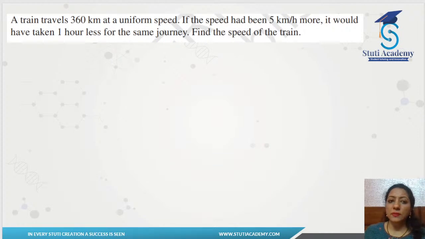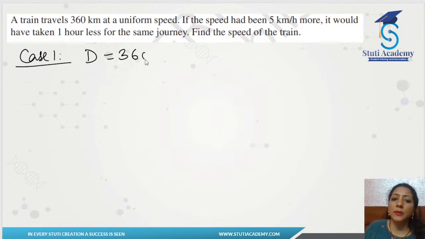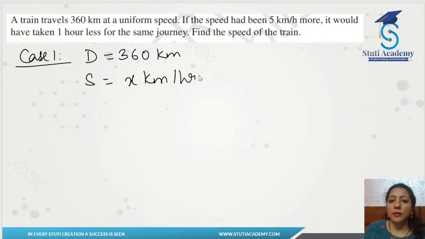Now in this question, we have a train which travels 360 km at a uniform speed. So we have two cases here. We have case 1, the original case, where the distance is given to be 360 km and the speed we don't know. We'll take it as x km per hour. We need to find the speed of the train, we don't know the speed, we've taken it as x. And the time taken in this case would be distance upon speed, that is 360 upon x.